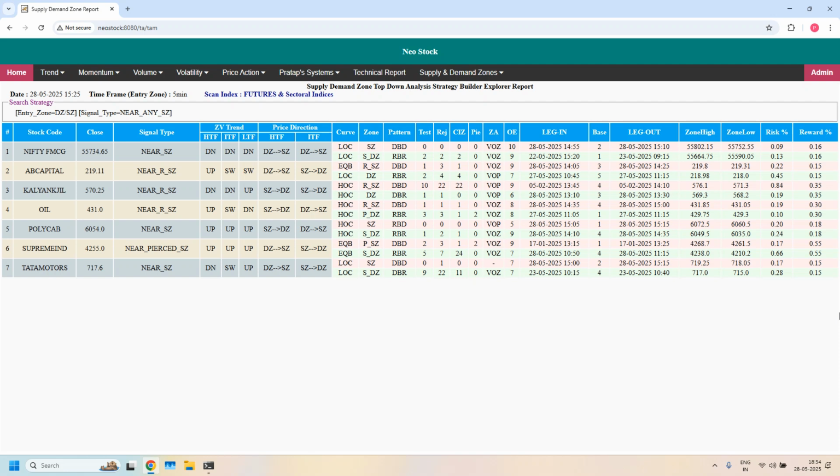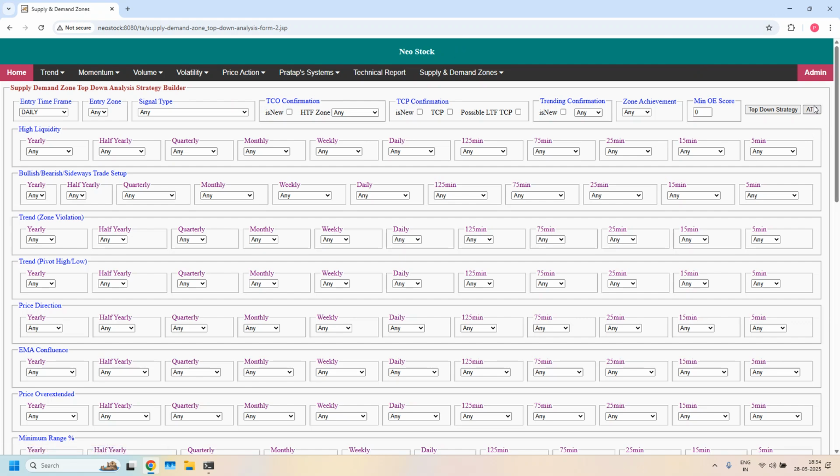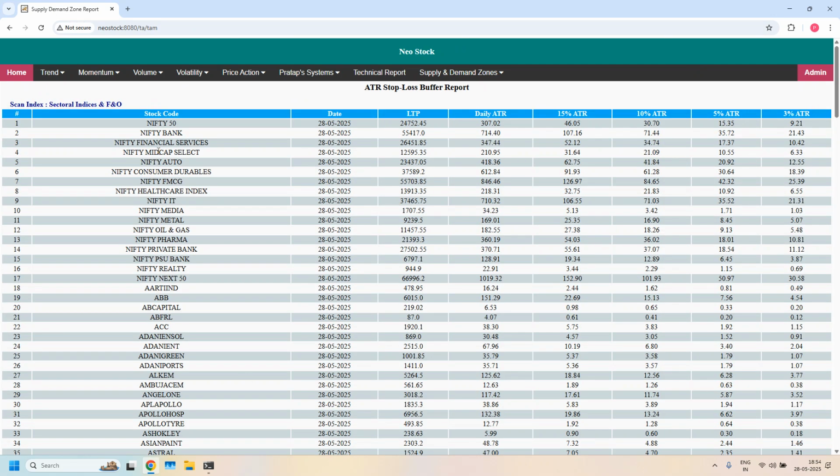So now we have generated all the reports for finding the stocks near demand and supply zones. In the final report, let us generate stop buffers based on daily ATR. First 17 in this list are indices, remaining all are equity stocks. So I'm scrolling the list down. Whichever stock you want to refer, pause the video. Okay, I'm scrolling the list down.